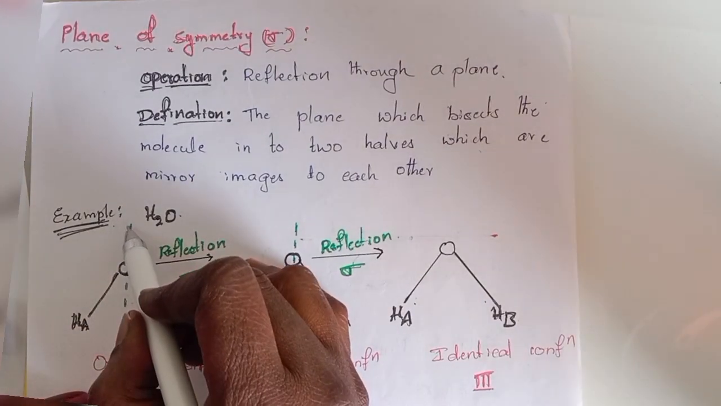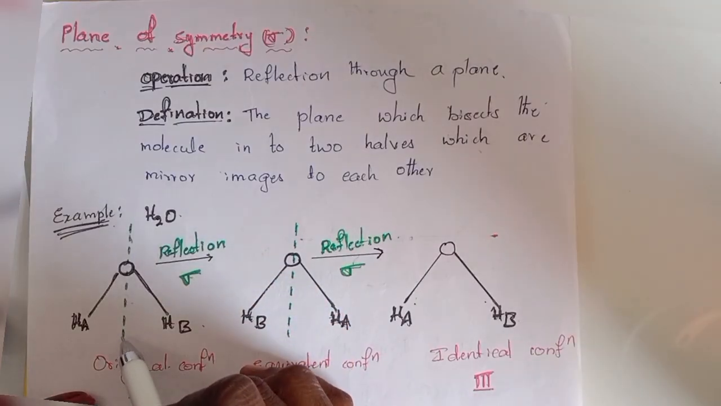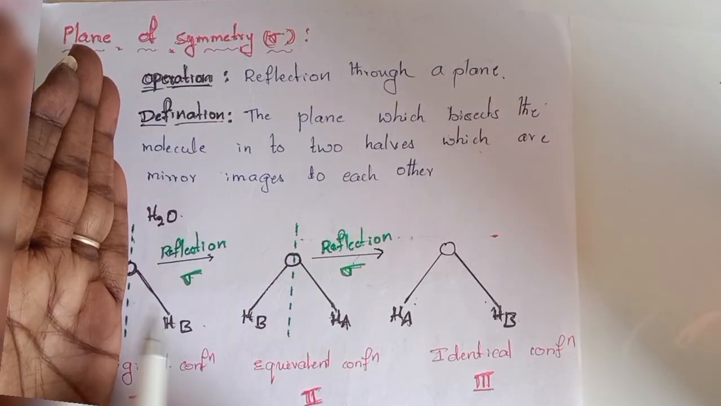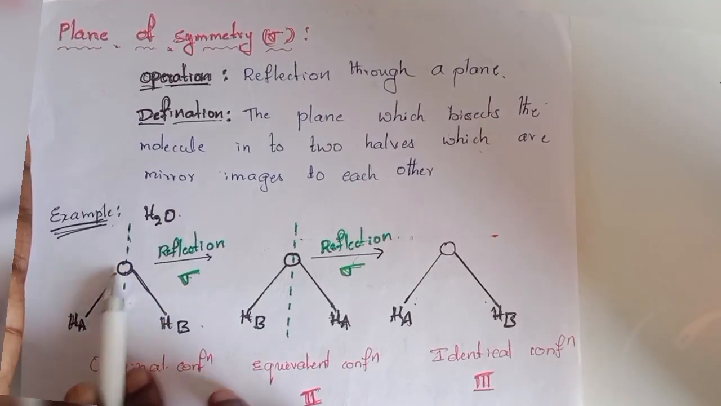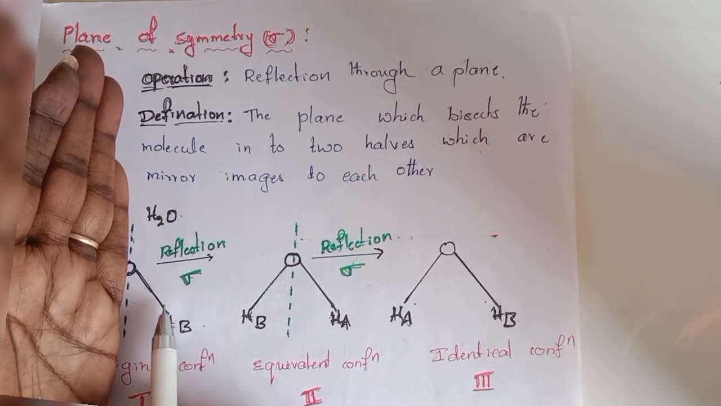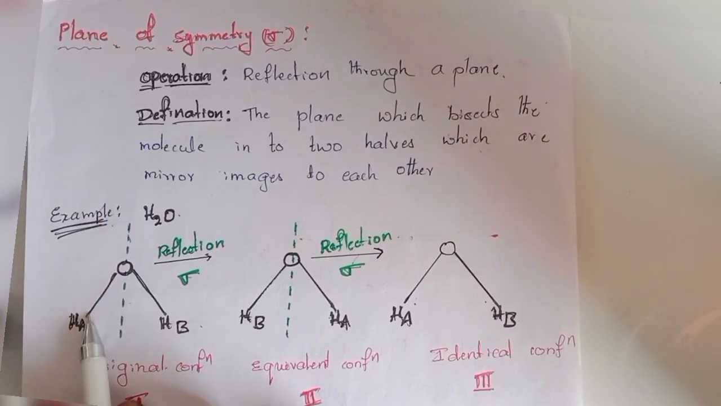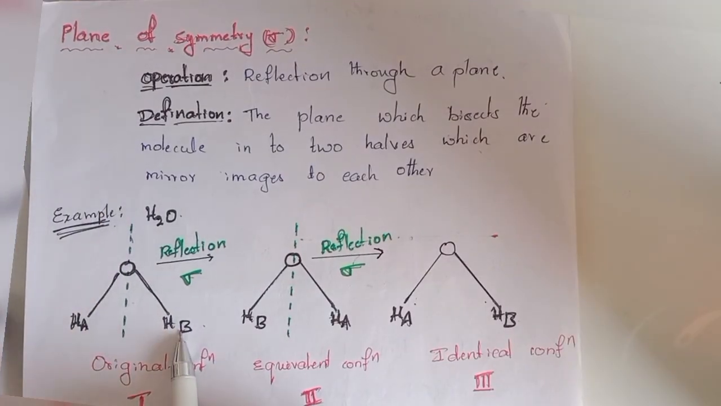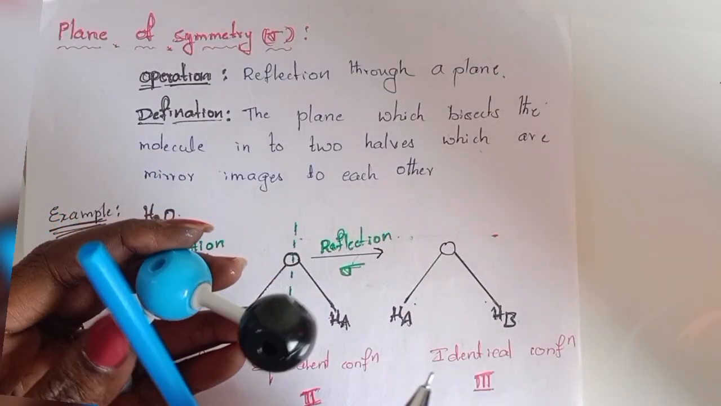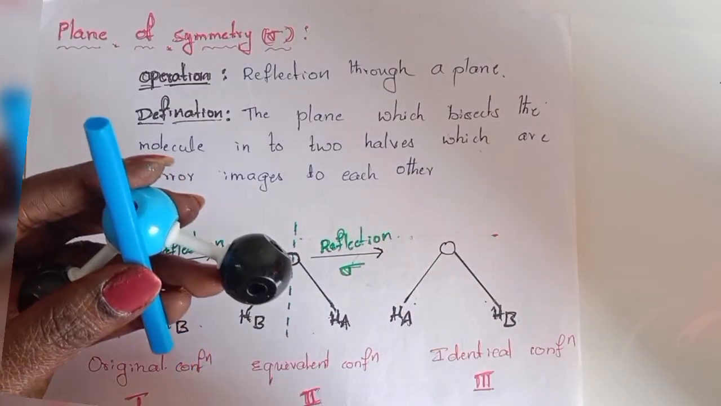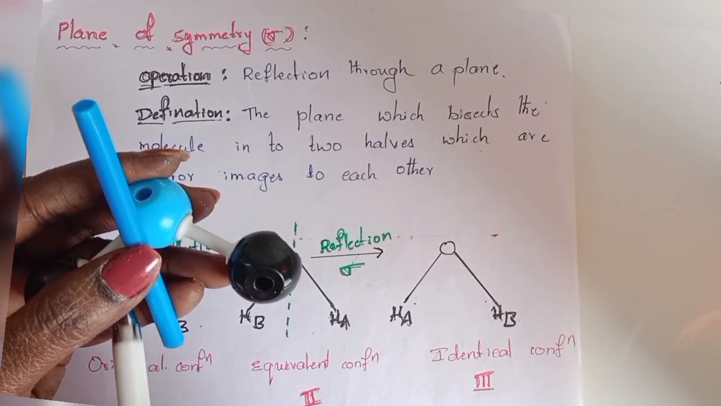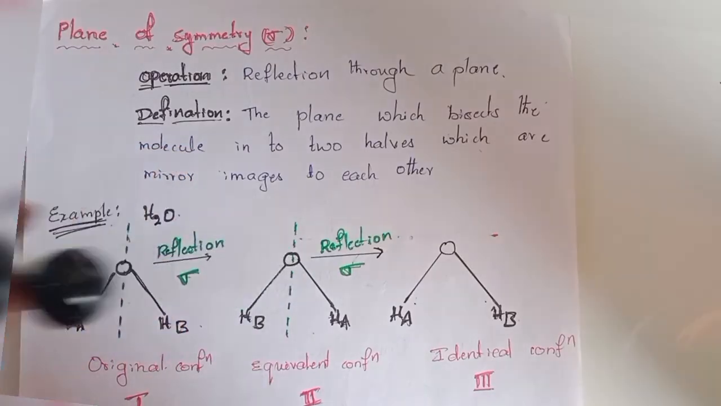So if I put the mirror image like this, it is bisecting the molecule into two halves, right? So this is one half and the remaining one is the other half. This part will reflect at the left side and the left side part will be reflected at the right side. If you see the model, if I put the mirror image like this, this half part will reflect at the left side. Again, the left part will reflect at the right side.